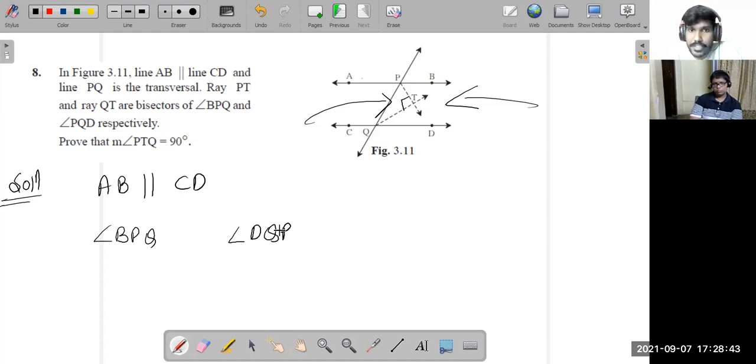And you studied one more property. Interior angles are what? Yeah, congruent is fine, but one more thing: if you add them, the sum of the interior angles is 180 degrees, supplementary. So if you add the interior angles, you get 180 degrees. Remember this? Yes or no? Do you remember this property? Yes, sir. Okay.